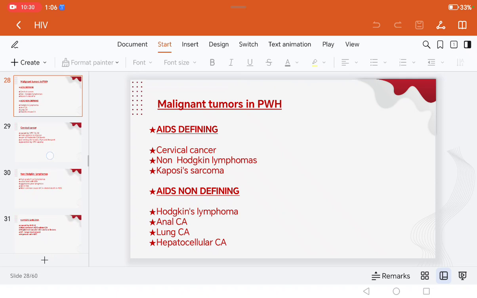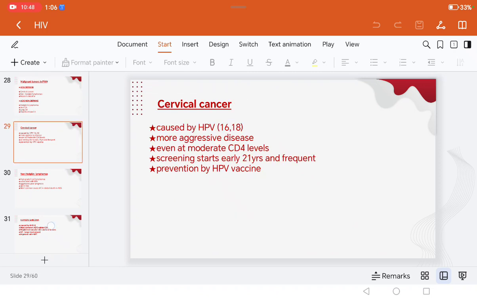Then the malignant tumors that we see in people living with HIV can be distributed into AIDS defining and AIDS non-defining. Among AIDS defining: cervical cancer, non-Hodgkin lymphoma, and Kaposi sarcoma. AIDS non-defining: Hodgkin lymphoma, anal, lung, and hepatocellular carcinoma.